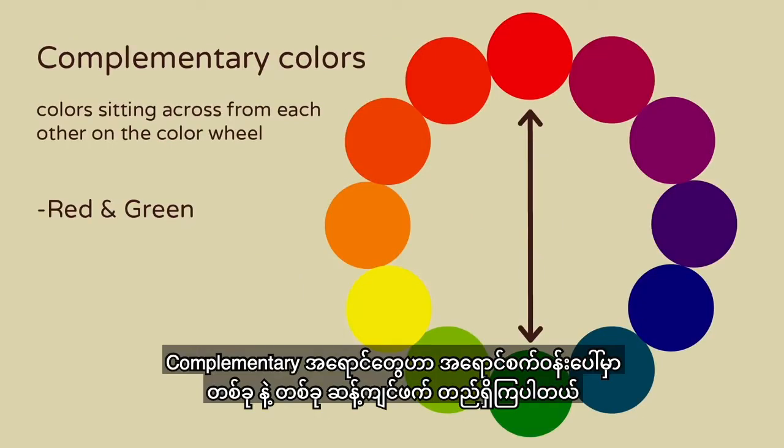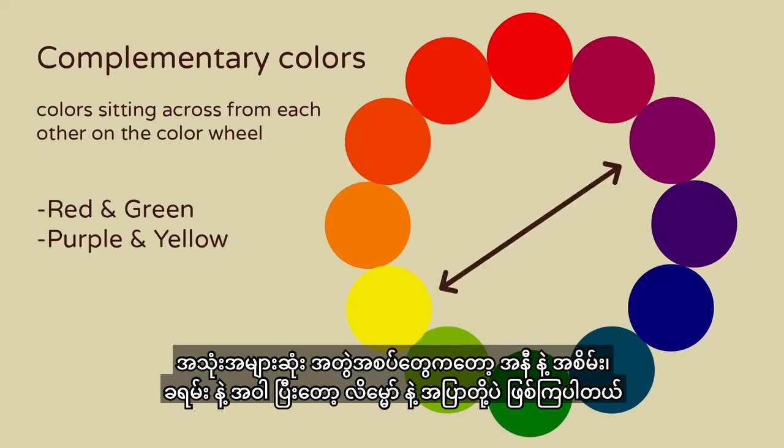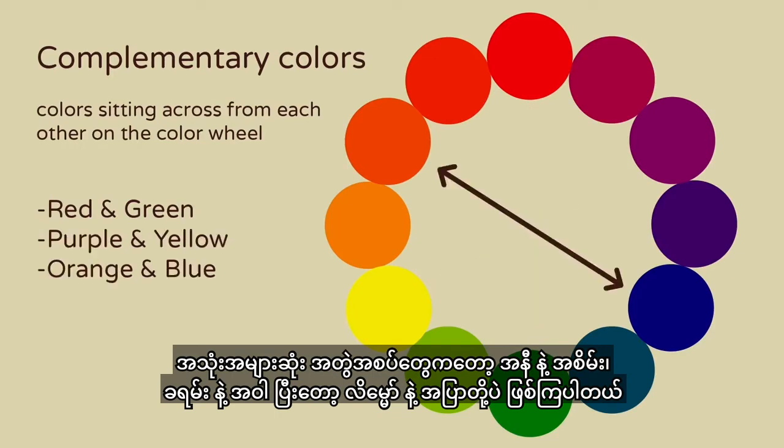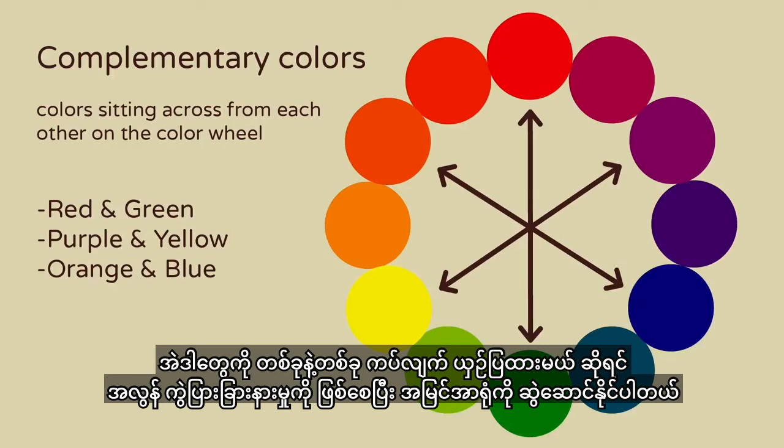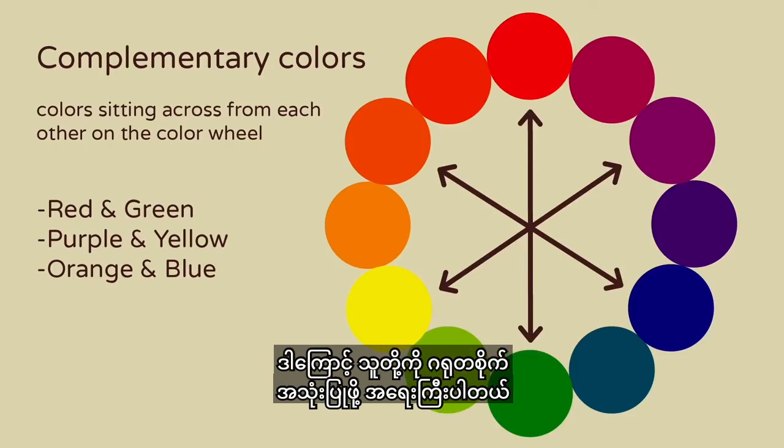Complementary colors sit across from each other on the color wheel. The most common pairs are red and green, purple and yellow, and orange and blue. Putting these next to each other creates great contrast and visual interest, but they can easily overpower each other, so it's important to use them carefully.